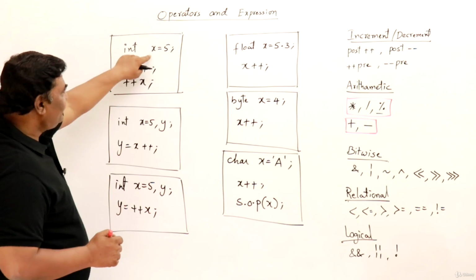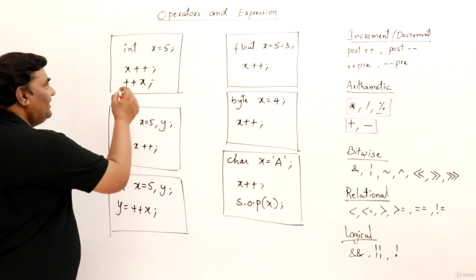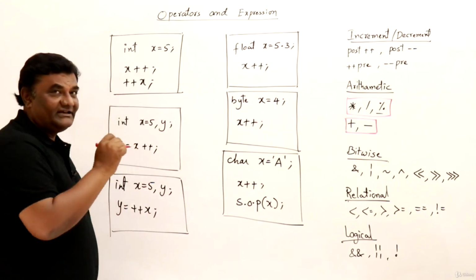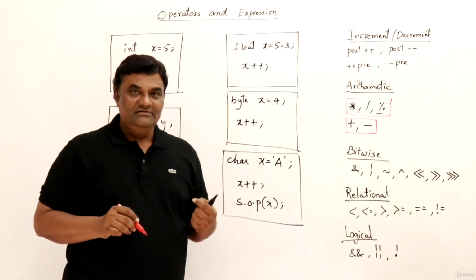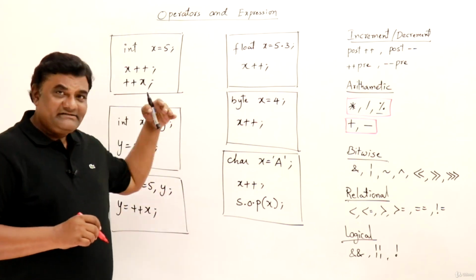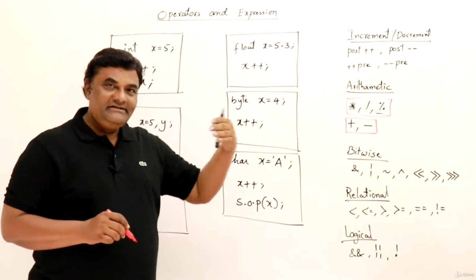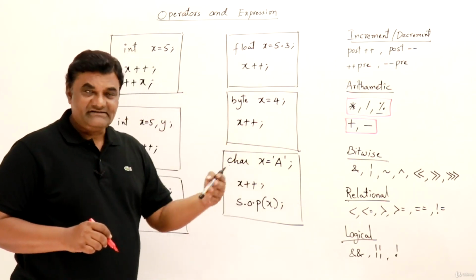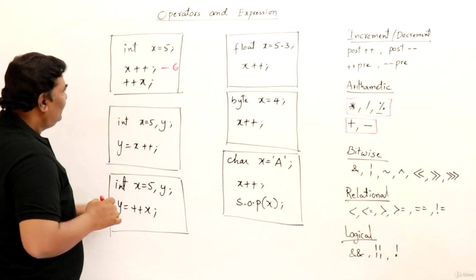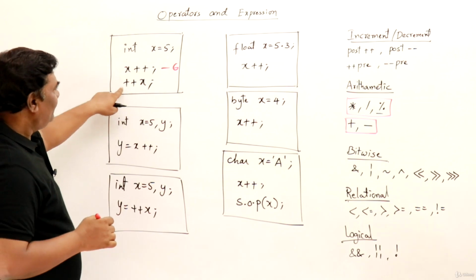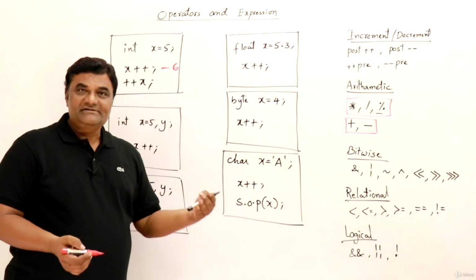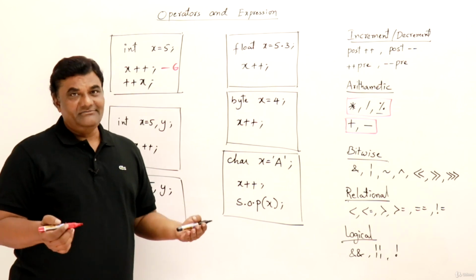See, a variable x has the value 5. When I say x plus plus, it means increase the value of that variable x by adding 1. Plus plus means add 1 to it, increment it. So x is integer 5 now, and next x becomes 6. So this means make x as 6. Then what is plus plus x? That also means the same thing. Whether you write x plus plus or plus plus x, it means the same thing.